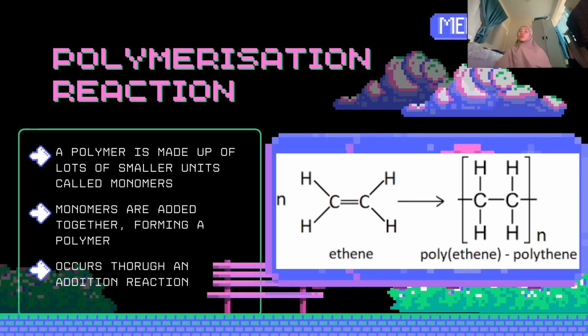And last is the polymerization reaction. A polymer is made up of smaller units called monomers. Monomers are added together to form a polymer. It occurs through addition reaction. You can see from the graph.